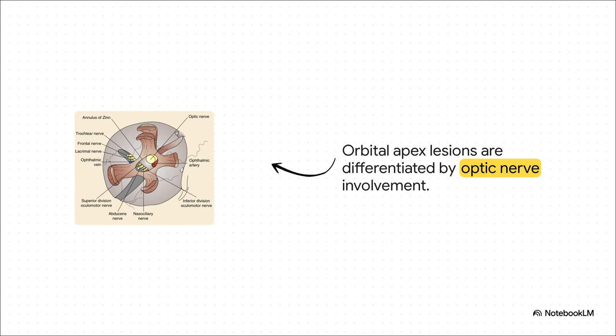Did you get it? The crucial differentiator is the optic nerve. Look at the anatomical diagram here. Right in the center of the orbital apex, passing right through the annulus of Zinn, is the optic nerve. Therefore, an orbital apex lesion will almost always involve decreased vision, an afferent pupillary defect, or visual field loss. In sharp contrast, the optic nerve remains completely untouched by pure cavernous sinus or superior orbital fissure pathology. Please do not confuse the two. Decreased vision plus ophthalmoplegia means orbital apex until proven otherwise.